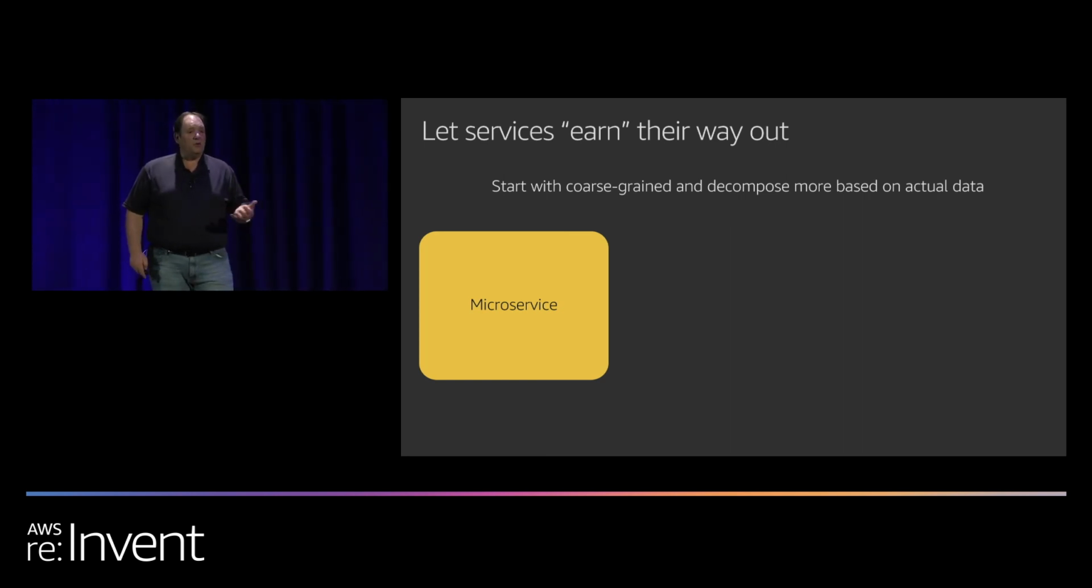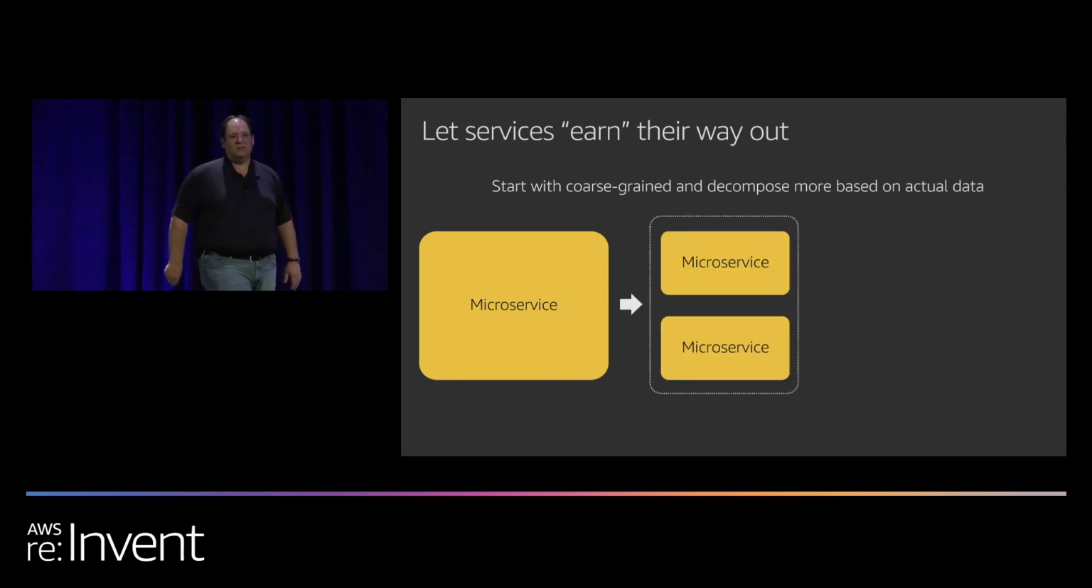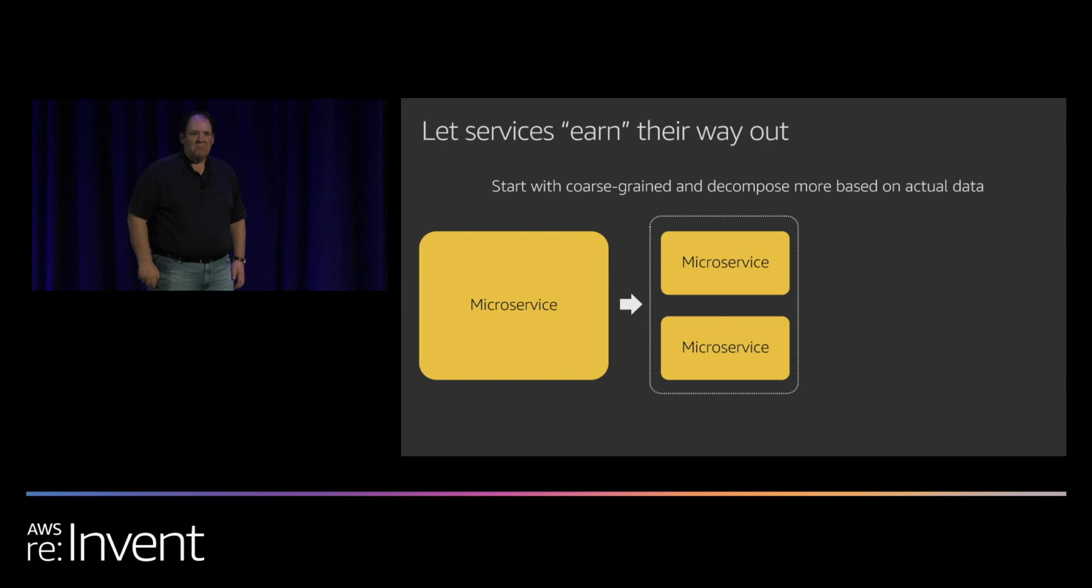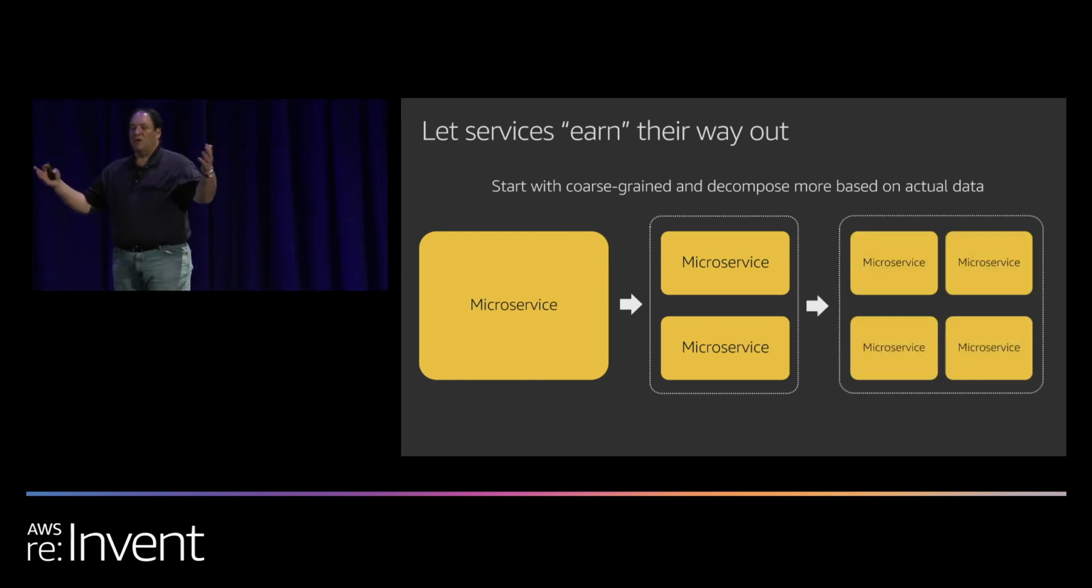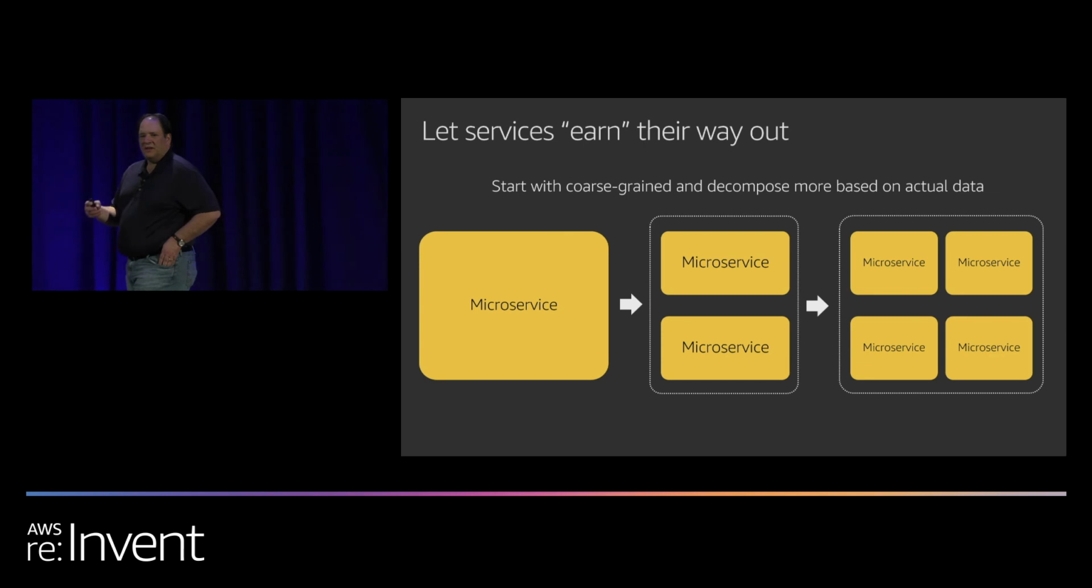But then if you find out there's bottlenecks or natural divisions in that service, go ahead and carve it out. Separate it into a couple microservices. And maybe you'll stop there. Or maybe you'll find out, no, in fact, this big old coarse-grained thing split into 4 services. Maybe that's fantasy. Maybe it's not 4. Who knows?